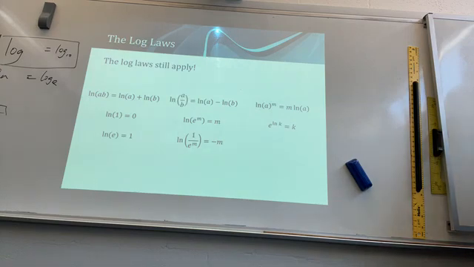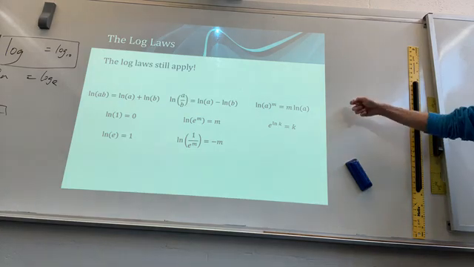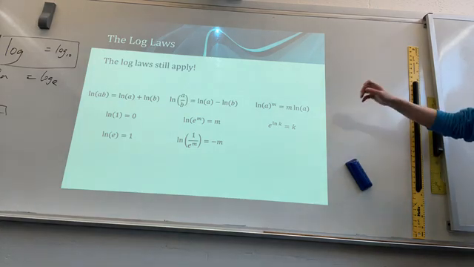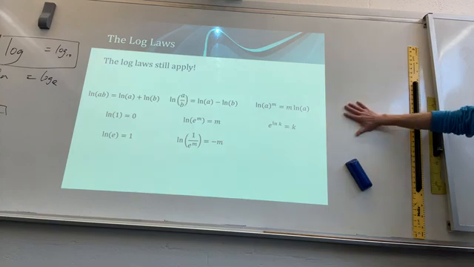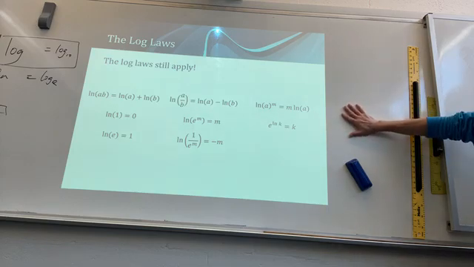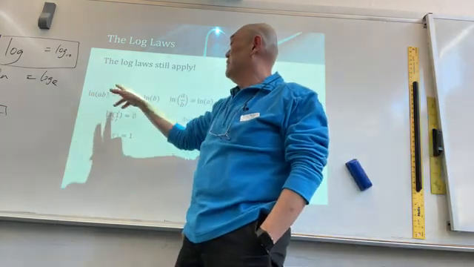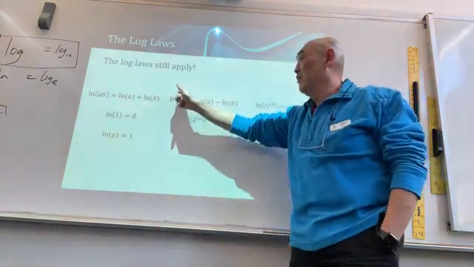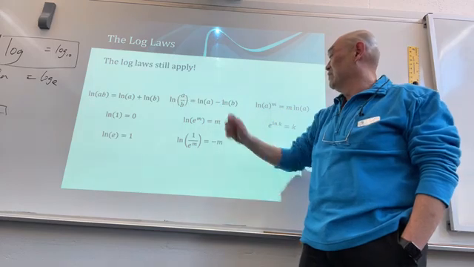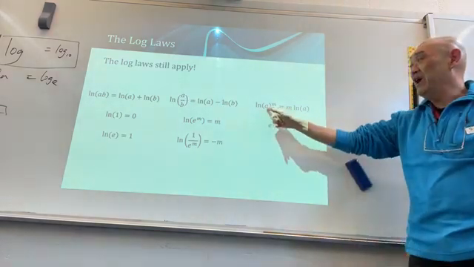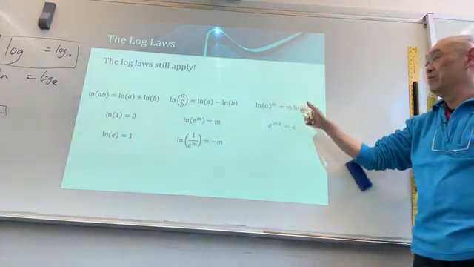Now, one thing, it doesn't matter whether it's log 10 or natural log, all this still applies. I'm not going to go through it, I'm just going to put it up with the lesson slide. You should be able to remember log of a times b is log a plus log b. Log of a over b equals log a minus log b. Log of a to the power of m equals m log a.